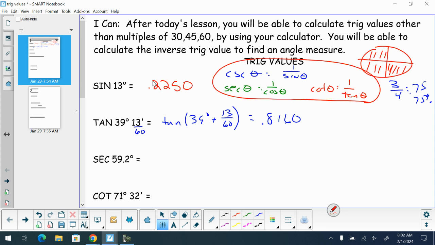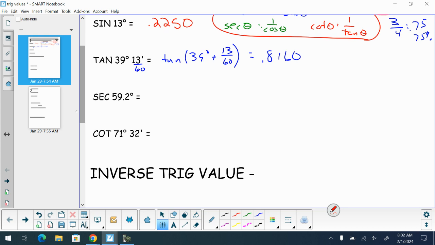Well, what I'm given here is the secant of 59.2 degrees. We want to write this in terms of sine and cosine or tangent. How can we rewrite the secant of 59.2 degrees in terms of sine, cosine, or tangent? Well, look at your definitions. How can we rewrite it?